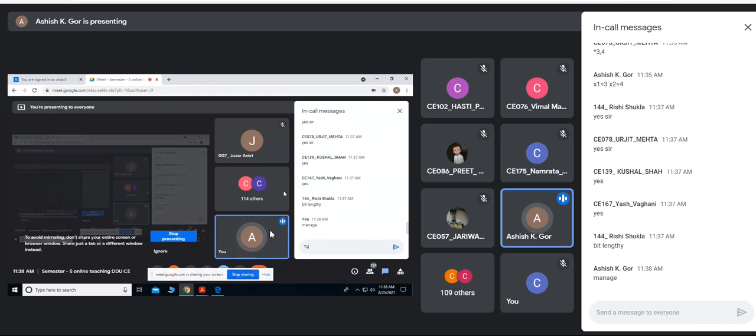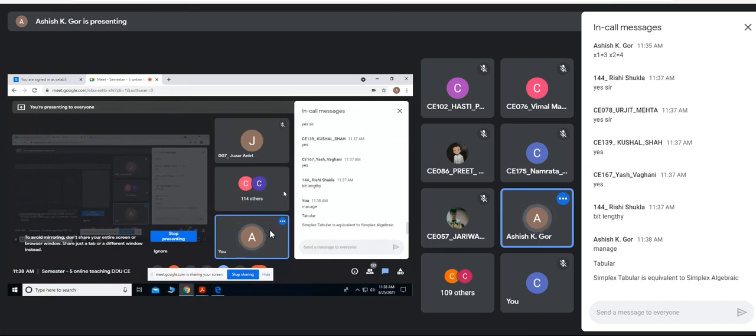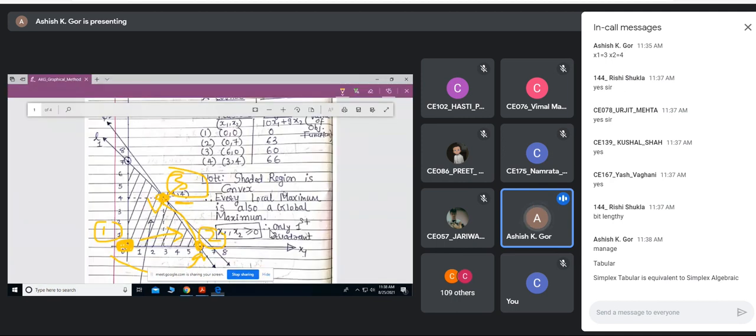Rather than completely equation form like this, I have a tabular form. Remember, both are semantically the same, no change. So the simplex tabular method is equivalent to the simplex algebraic method. The method that we just discussed is also simplex, an algebraic method. That we will discuss tomorrow.